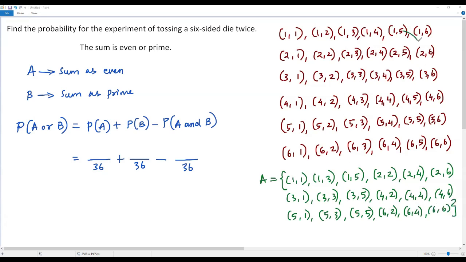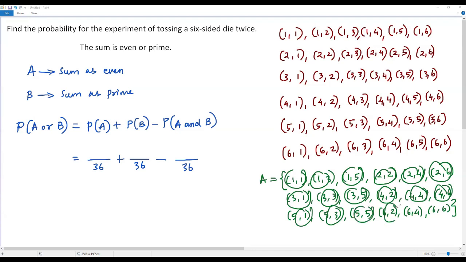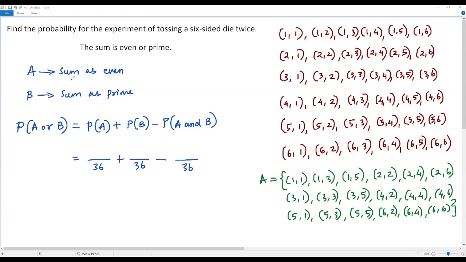So out of these 36 outcomes, I have displayed the outcomes where we are getting the sum of two numbers as an even number. So in all these outcomes, when I add the two numbers in each outcome, the sum is even. Let's count: 1, 2, 3, ... 18. So there are 18 outcomes where we get the sum as an even number. Since A represents the sum as even, the number of favorable outcomes for event A is 18.